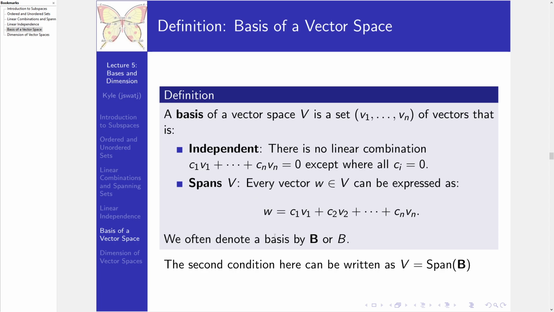And then in the chapter, I think they denote a basis by this bold B. You'll also find it denoted by just B, or maybe beta. We can also rewrite this second condition as just V equals the span of beta, or B, sorry.